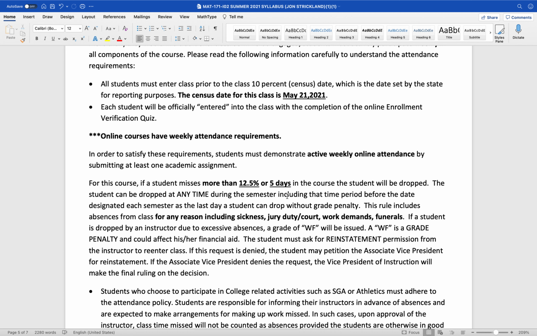And the student can be dropped at any time during the semester, including that time period before the date designated each semester as the last day a student can drop without grade penalty.